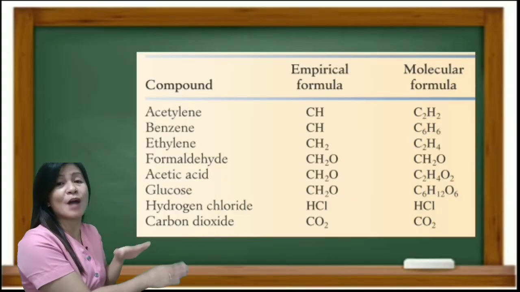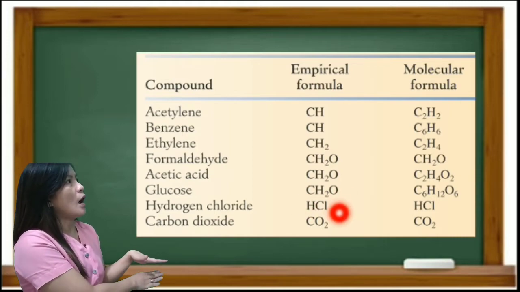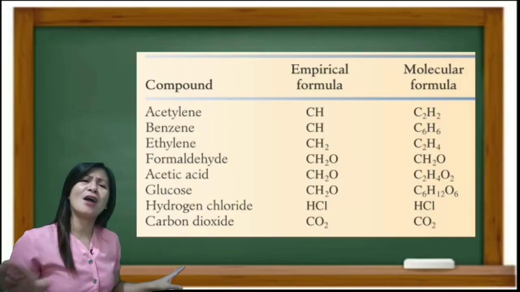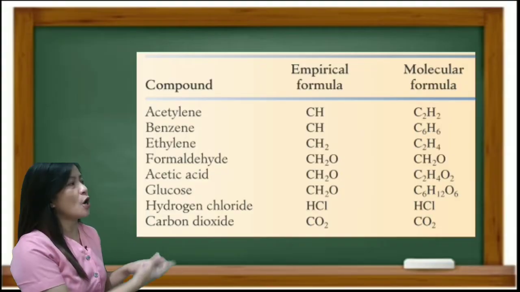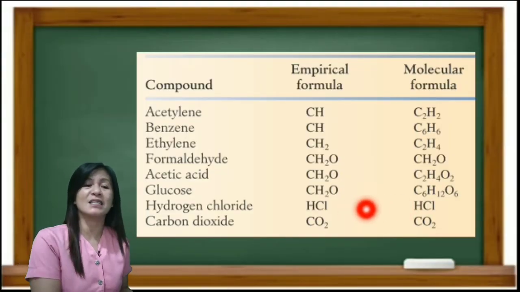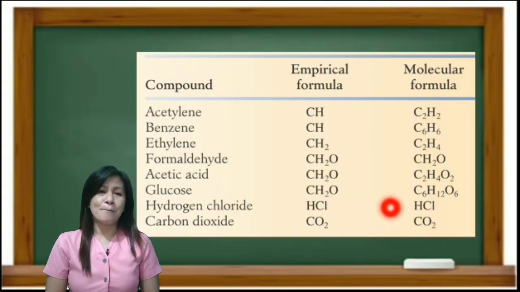Let's have here carbon dioxide at the bottom. So notice the ratio in the molecule is 1:2. There is no more common factor between the two except 1. So some compounds have the same empirical formula and molecular formula, such as carbon dioxide and many inorganic compounds.